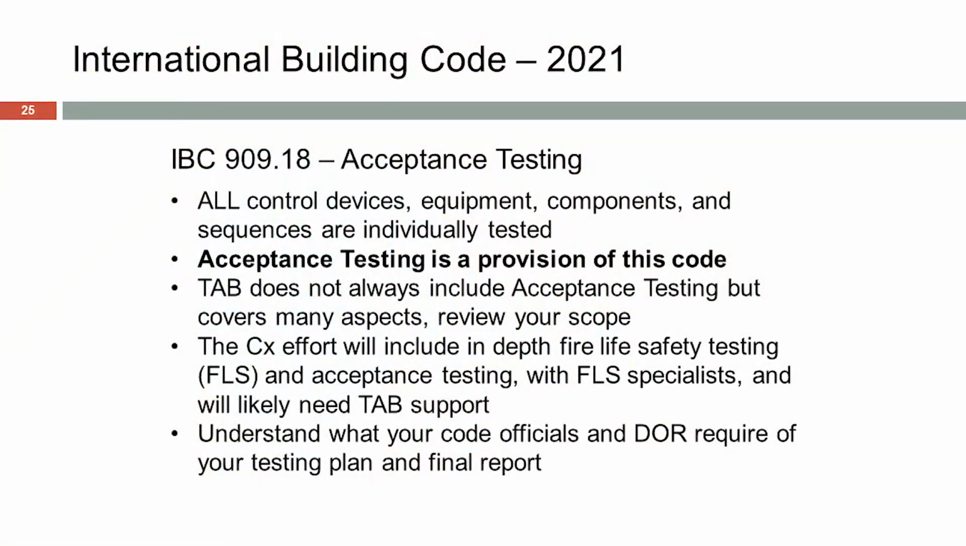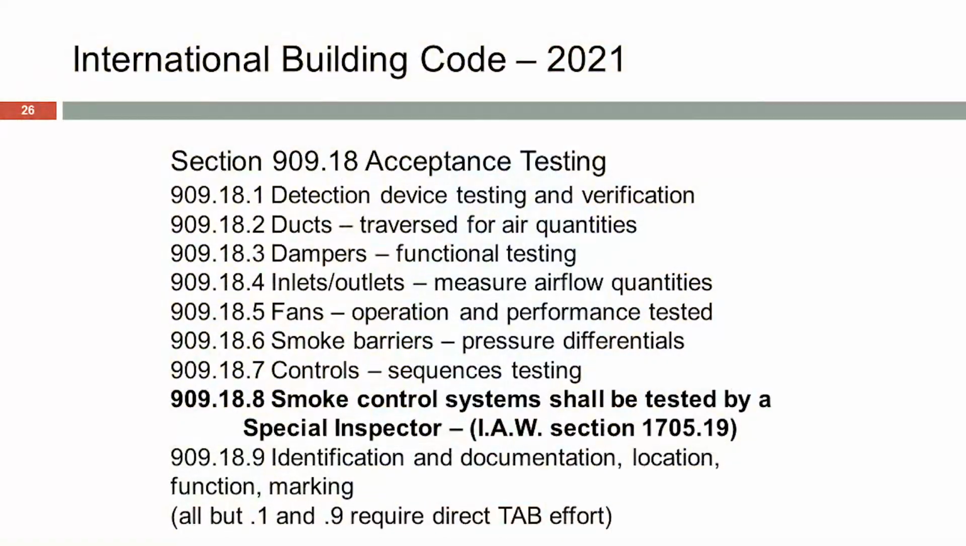The commissioning effort will include an in-depth fire life safety testing and acceptance testing with specialists, but they will still need TAB support. And then understand what your code officials and designer of record require. And I always encourage people, always put your report in ahead of time. If you're going to do a smoke control test or if you're going to do a stairwell test, get your report parameters submitted so that you have a little better control of helping everyone understand where your interpretation of the requirements come from. Now here are the 9 parameters of the acceptance testing.